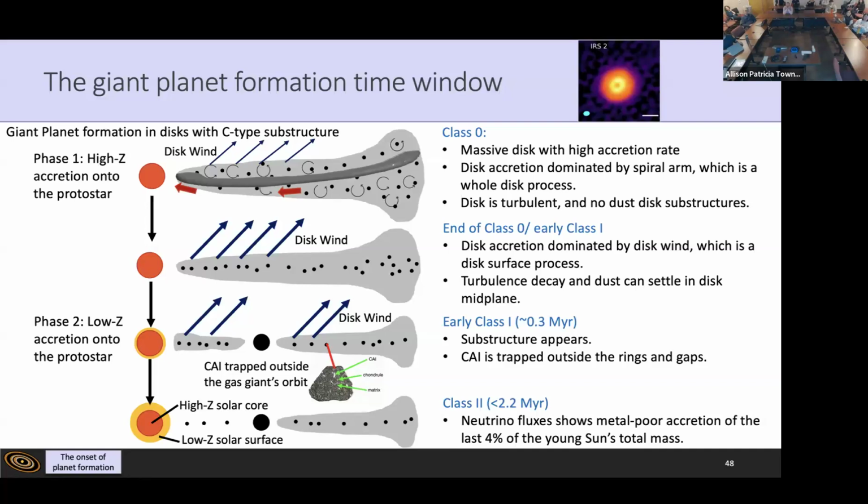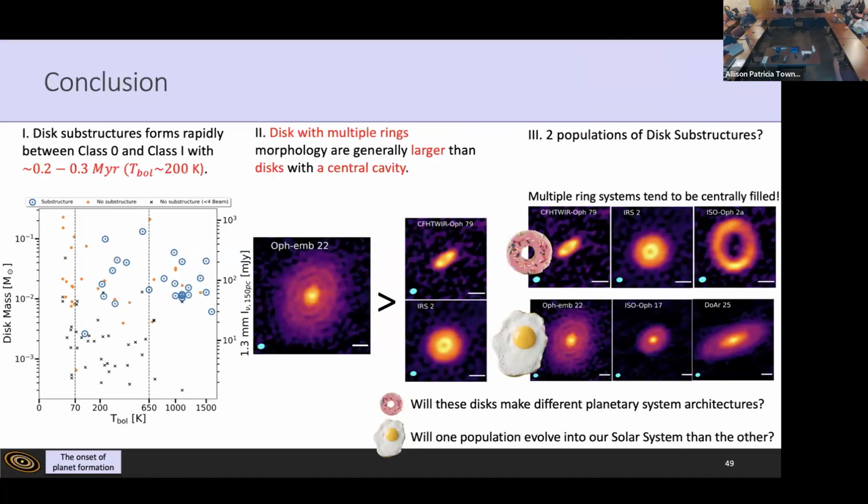So from these different observations, we can start to put together an idea of a time window for giant planet formation. Here is my conclusion. First of all, from our ALMA observations, we found that these substructures form rapidly between class 0 and 1, not class 1 and 2. It's way earlier. And this is only an upper limit because early on, this could be optically thick. Also, there might be smaller substructures that are hidden from us.